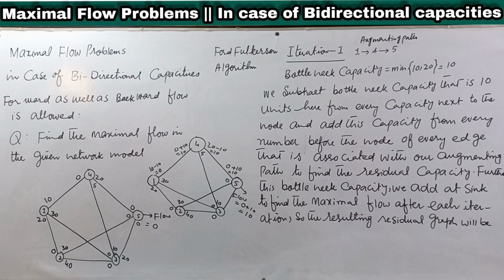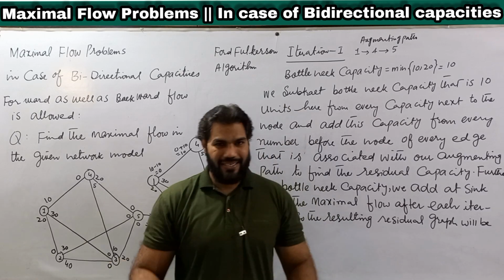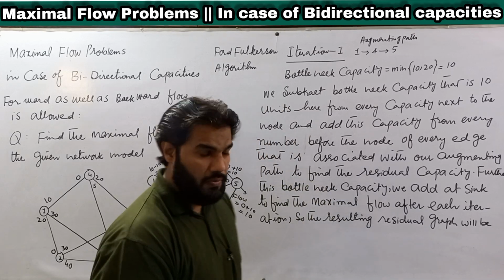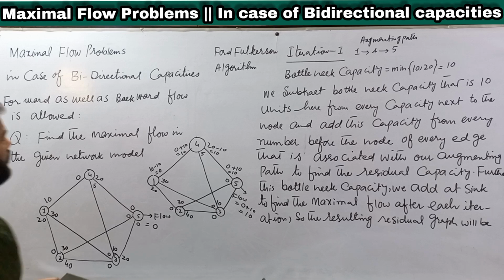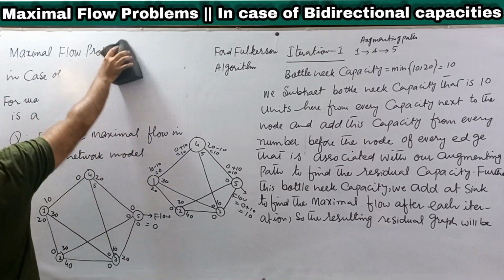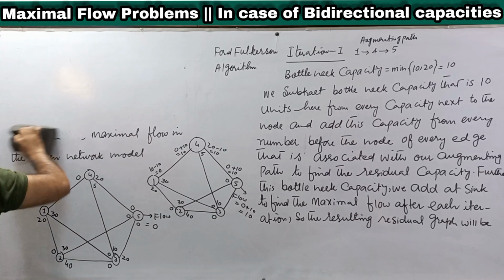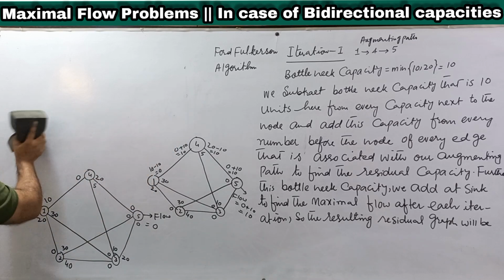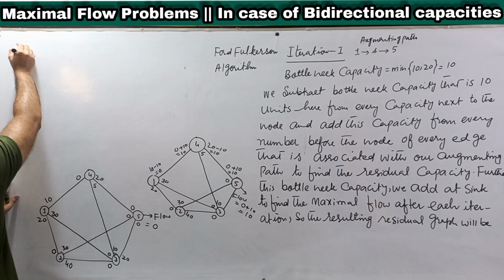Okay. After the first iteration is complete, next we move to the second iteration and again we will find an augmenting path. So whether there exists any augmenting path now. The next augmenting path is here, iteration 2.